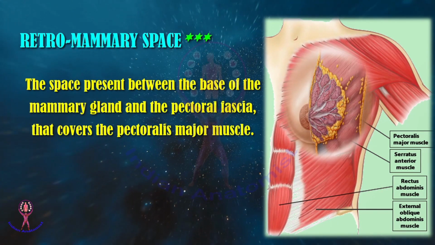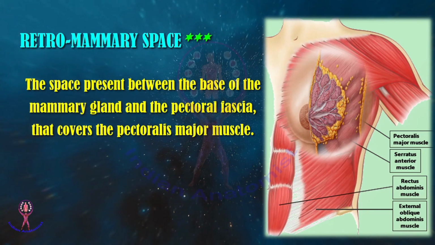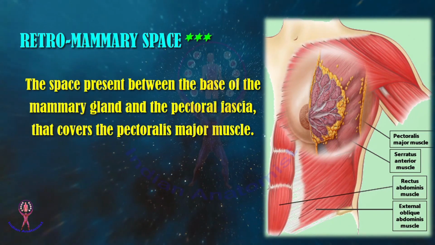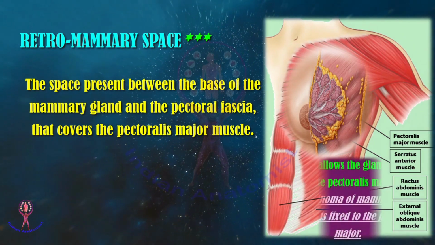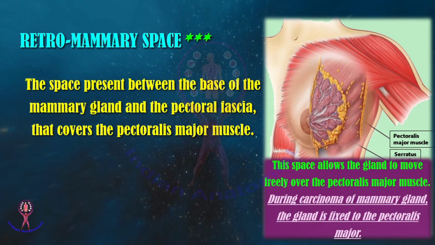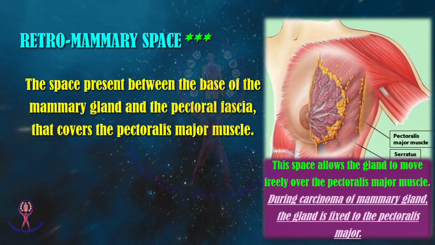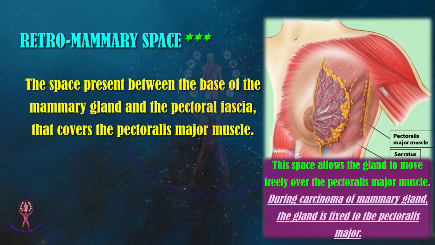Next is the retromammary space. This is an important space present between the base of the mammary gland and the pectoral fascia that covers the pectoralis major muscle. What is the purpose of this retromammary space? Because of this space, the gland moves freely over the pectoralis major muscle. During carcinoma or CA of the mammary gland, the gland is fixed to the pectoralis major.